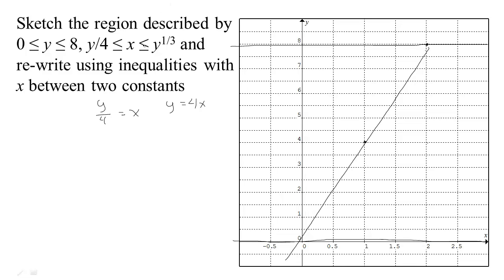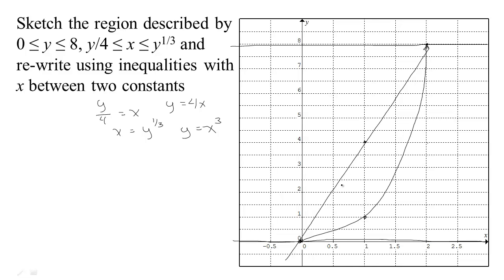The other end of the inequality is when x is equal to y to the 1/3. Again, it'd be easier for us to graph this if we wrote it in the more familiar form. Y is equal to x cubed. So that goes through the point 0, 0, and it goes through the point 1, 1, because 1 cubed is 1, and 2 cubed is 8, so it goes through that point. So our curve is going to look something like this.